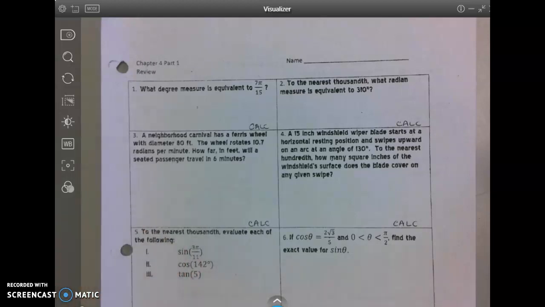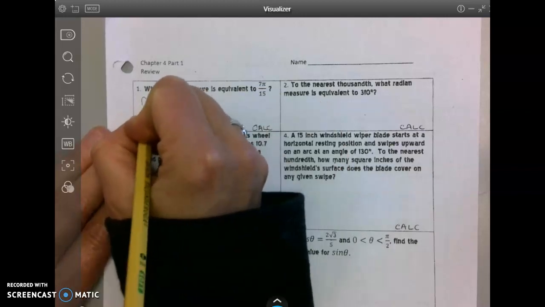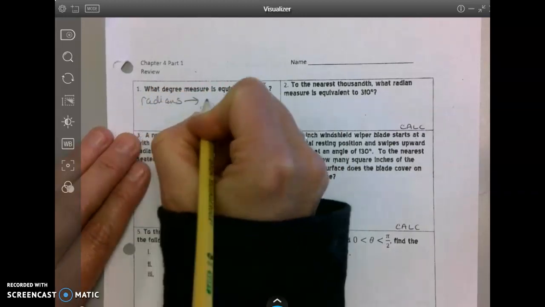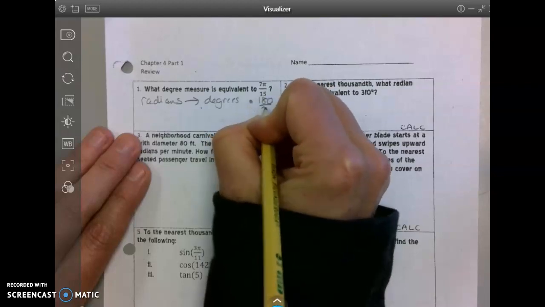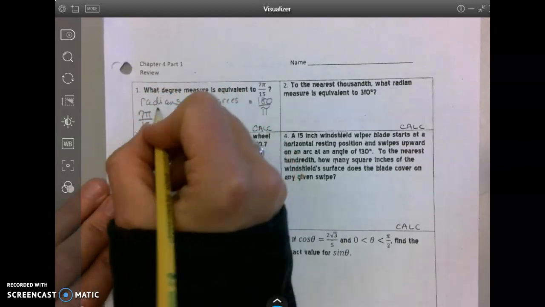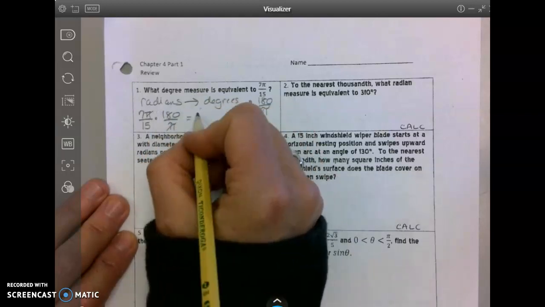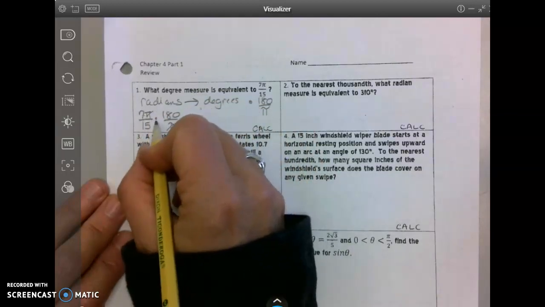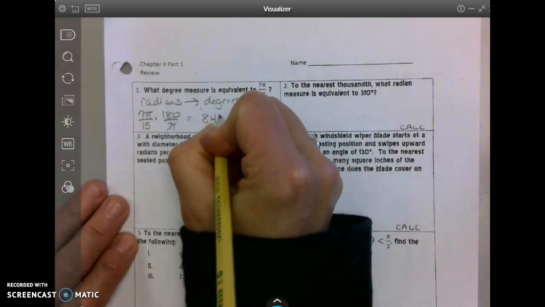First question, what degree measure is equivalent to 7 pi divided by 15 when you're going from radians to degrees? We multiply by 180 over pi. So I've got 7 pi over 15 times 180 divided by pi. The pi's cancel, and I'm left with 7 times 180 divided by 15. So I just put that into my calculator, 7 times 180. I get 1,260, and I divide by 15, and I get 84 degrees.